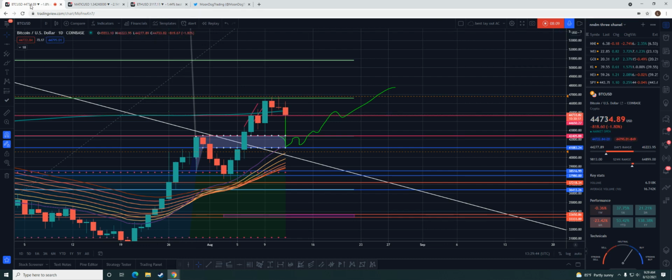Now, could we go up from here? Could we get a daily candle close above the 200 again and everything look bullish again? Yes.